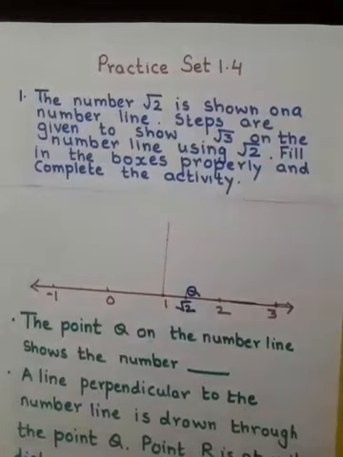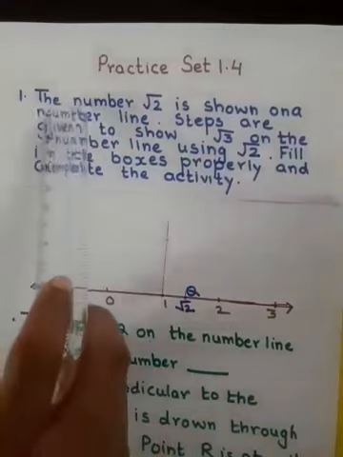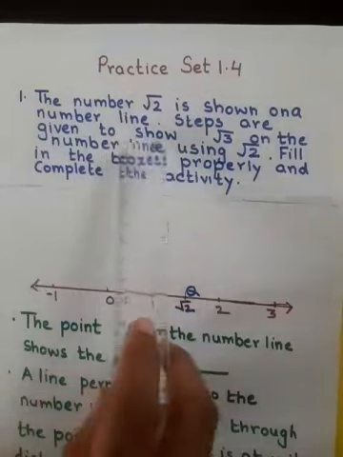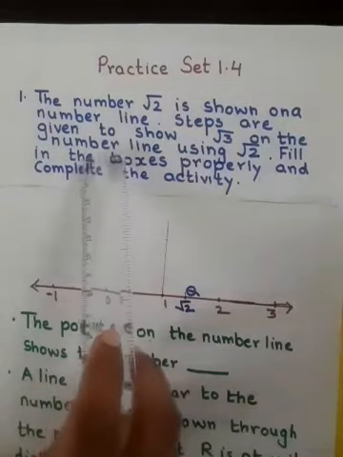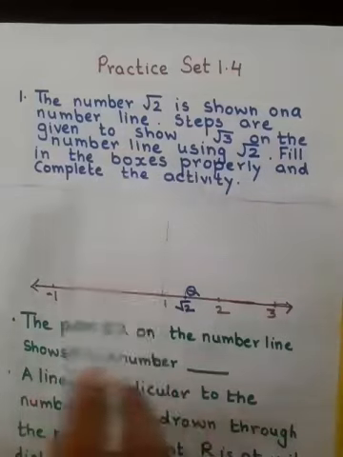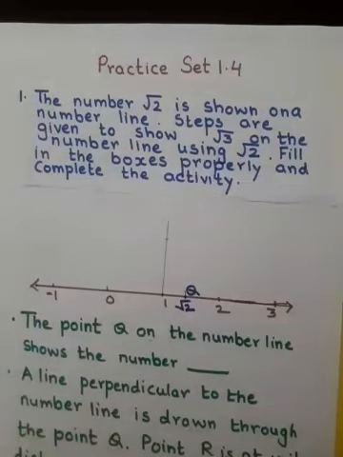Practice set 1.4: we have to complete the given activity to represent root 3 on the number line using root 2. The number root 2 is shown on a number line. Steps are given to show root 3 on the number line using root 2. Fill in the boxes properly and complete the activity.